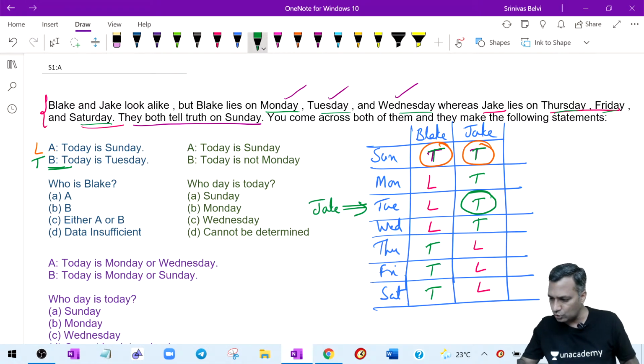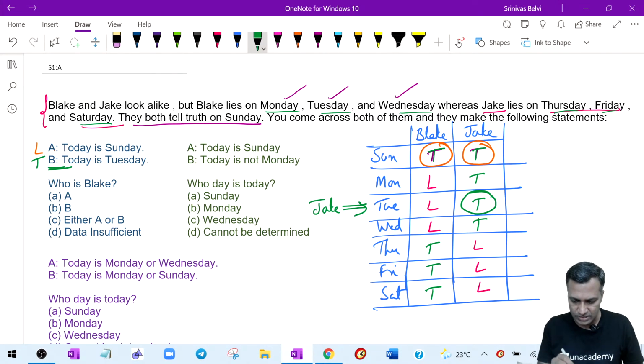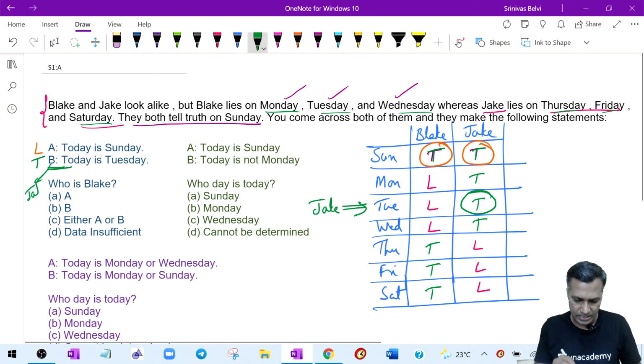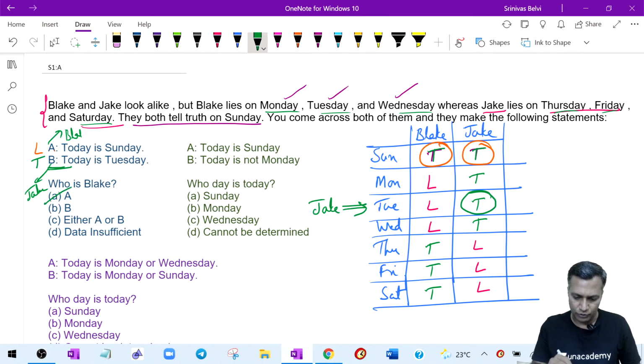Because who speaks truth? Who speaks truth on Tuesday? It is Jake. Therefore, Jake is B. And hence you are saying that, hey, who is B here? B is nothing but Jake. You are saying that B is symbolic of Jake. Therefore, A is symbolic of Blake. Therefore, A is the right answer.